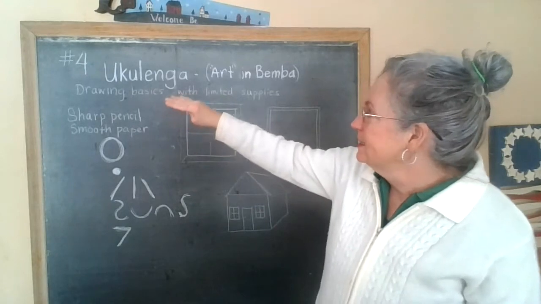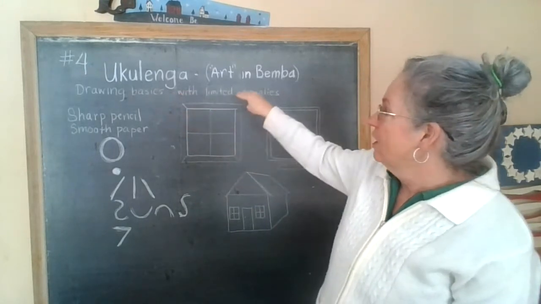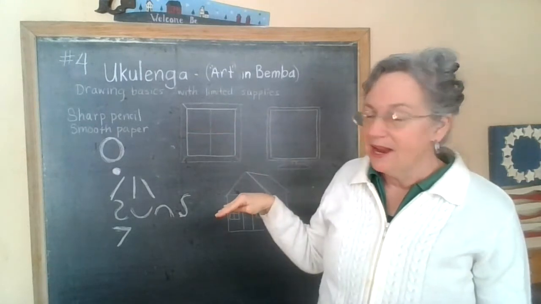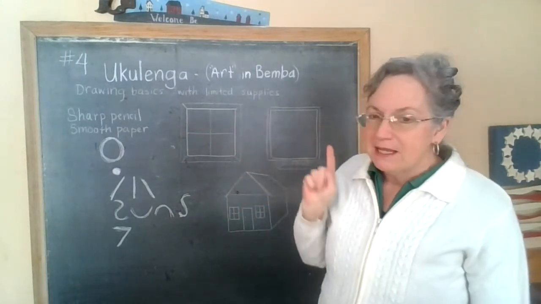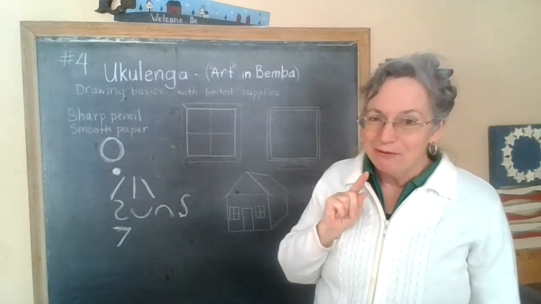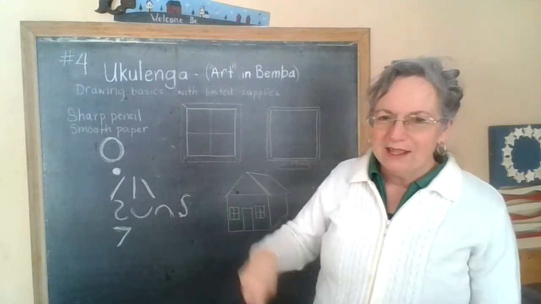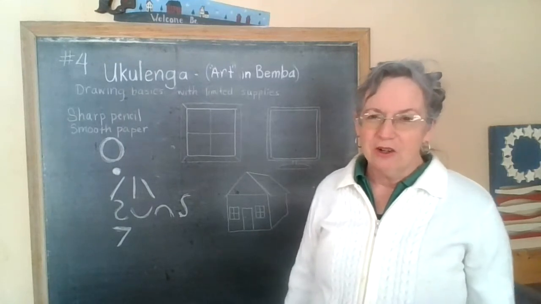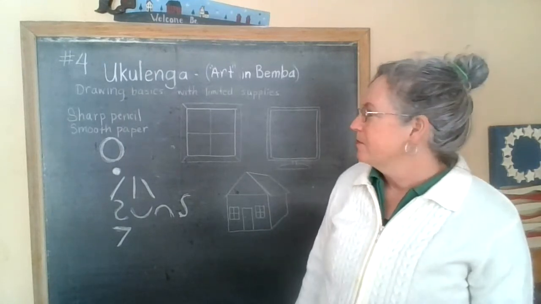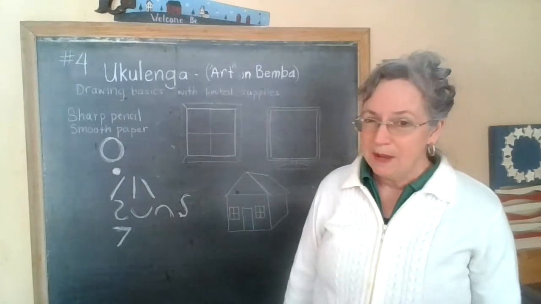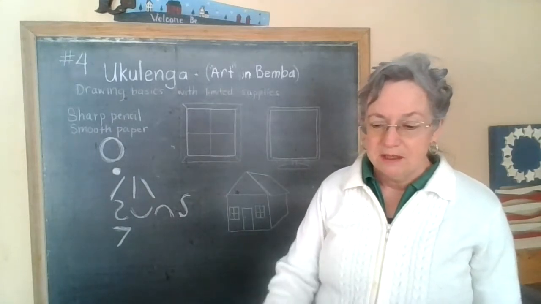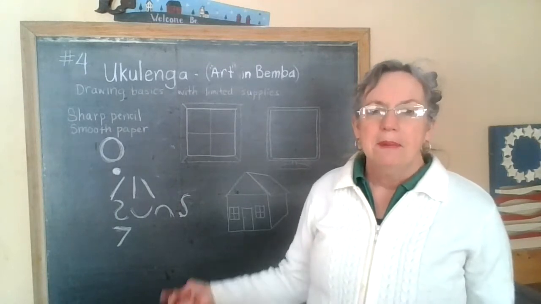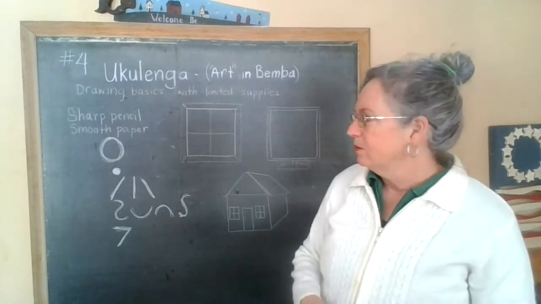Lesson number 4 in Ukulenga, which is art in Bemba, the drawing basics with limited supplies. You must have a sharp pencil or a finger that you can work in the sand. And if there's charcoal outside, charcoal is a wonderful tool to use. Then smooth paper or something to write on, the ground or the sand. But I want you to practice these with me.